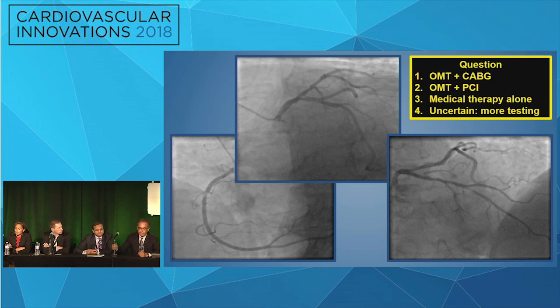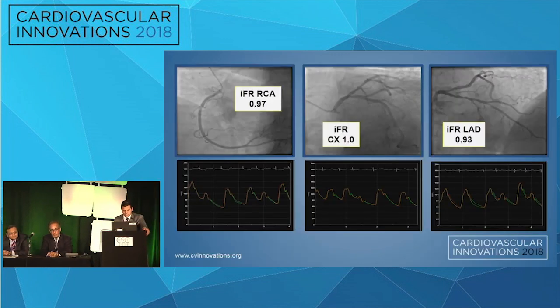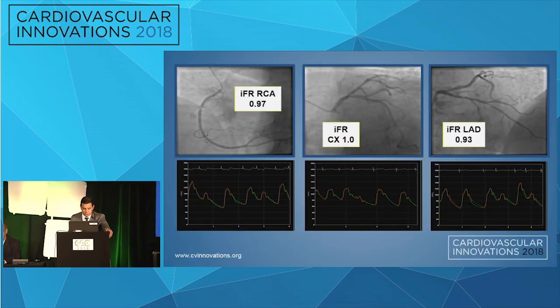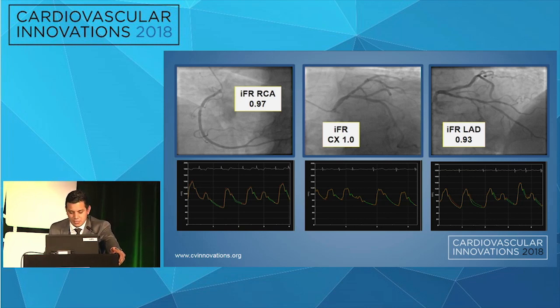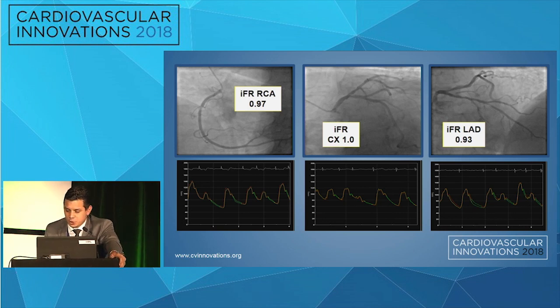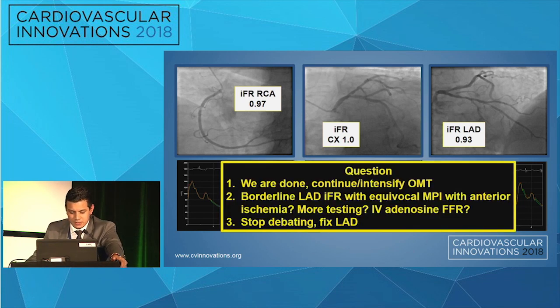Right, so that's exactly what we were thinking. We said equivocal noninvasive study, we need more testing. So we proceeded with iFR, and as Dr. Feldman said, we did iFR of the 3 vessels. This is, again, atrial fibrillation. You can see the irregular R to R. It takes 5 beats with iFR, and you can see an iFR of the right of 0.97, iFR 1.0 in the circ, and an iFR in the LAD that was repeated a couple times, with 0.94 and 0.93 being the lowest value. So the question is, again, what do we do?